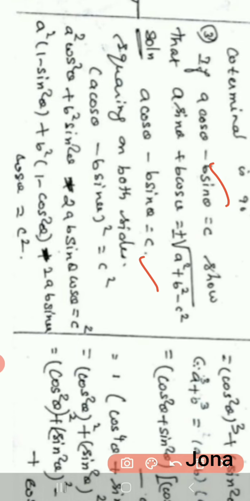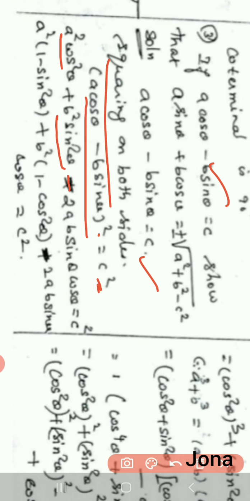I want to square both the sides. If you square on both sides, you will get the whole square here and here also C square. So this is in the format of A minus B the whole square. So let me expand this by the algebraic formula. A square is A square cos square theta, B square is B square sin square theta, minus 2AB into cos theta and sin theta equal to C square.